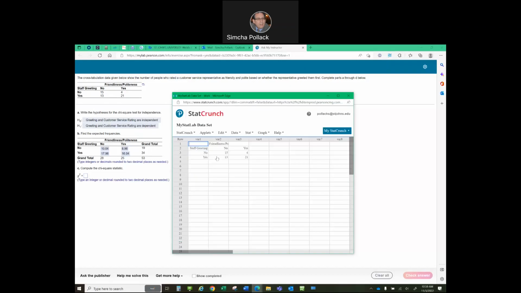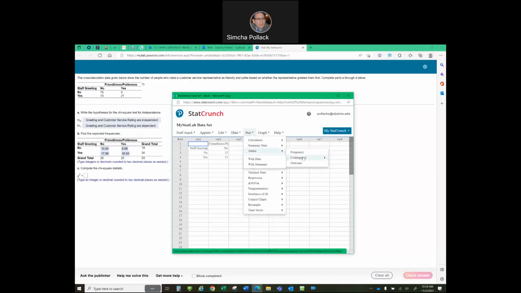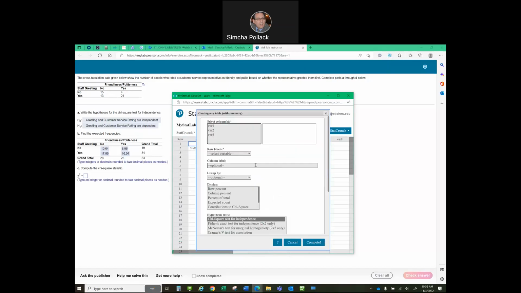The first step is to recognize that you're going to go into Stat, Tables. This is an example of a contingency table, how one variable depends upon another. Contingency means depends upon, one of its meanings. And here we have a summary. We don't have the actual 53 rows of data, we have only a summary.